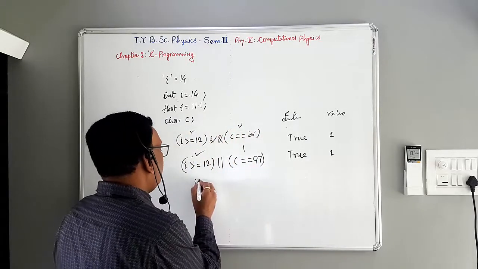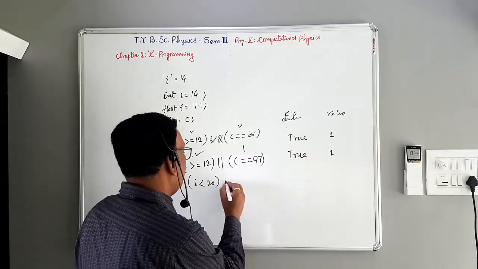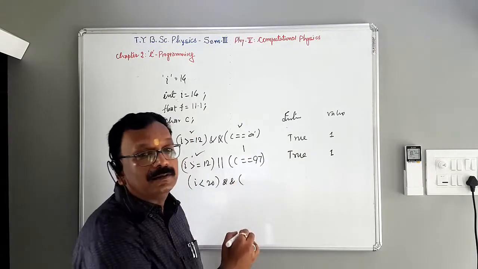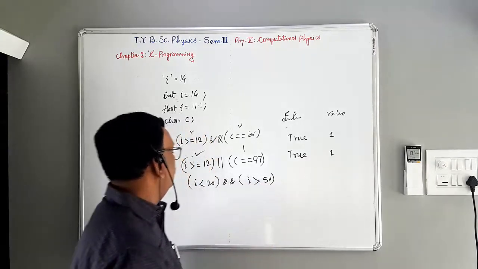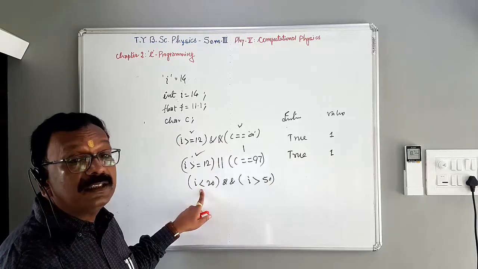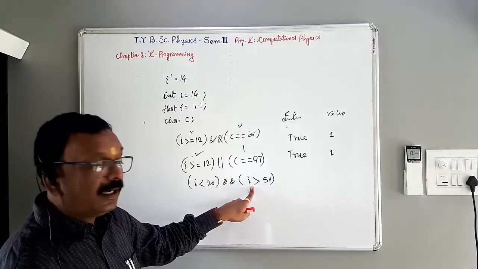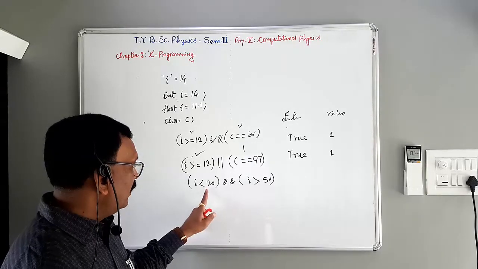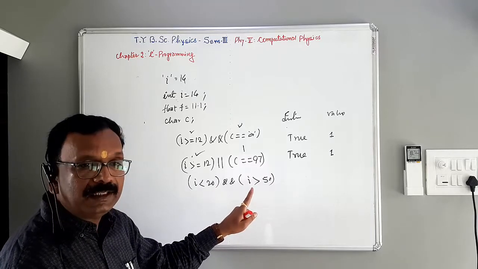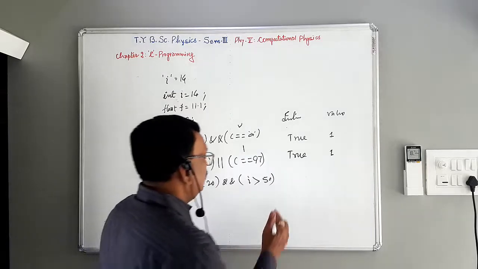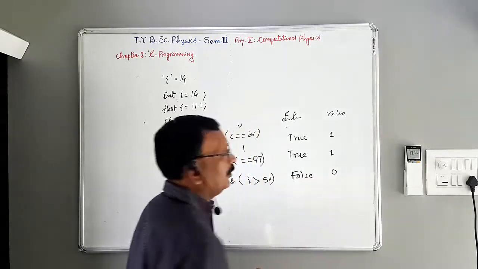Now, suppose I is less than 20 and I is greater than 50. I is less than 20, yes, this is true, but I is greater than 50, this is false. Therefore, 1 and 0, 1 into 0, is logically false. The interpretation gives a false statement and we assign 0.